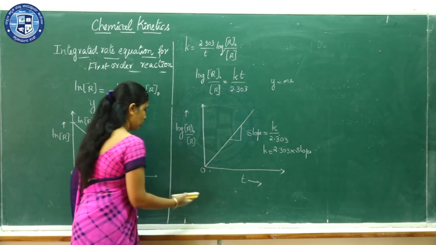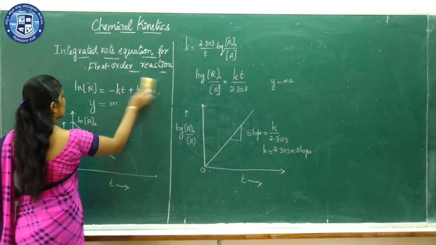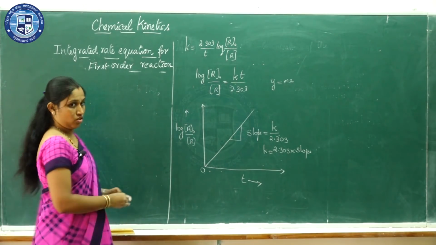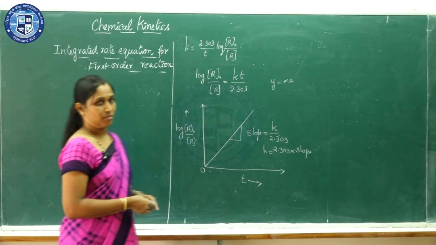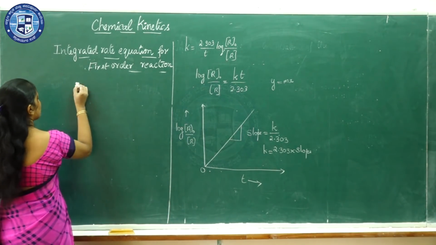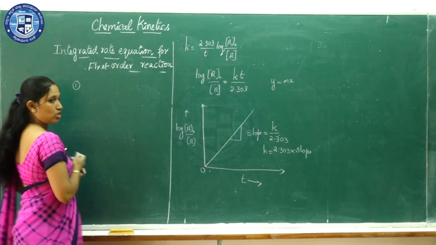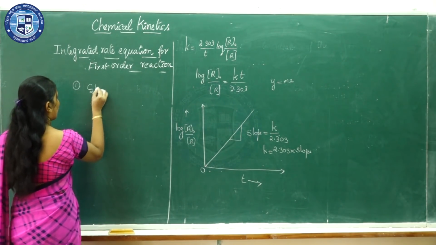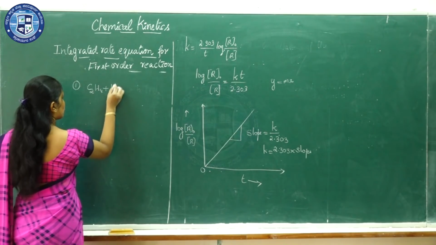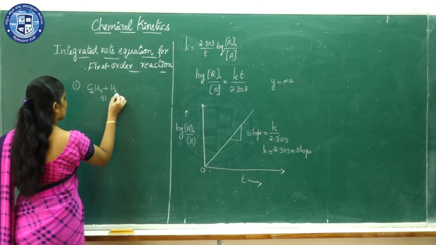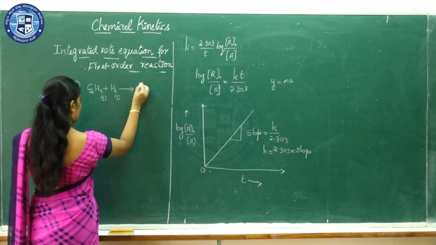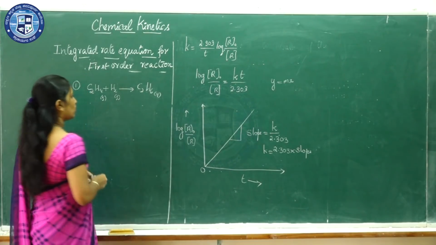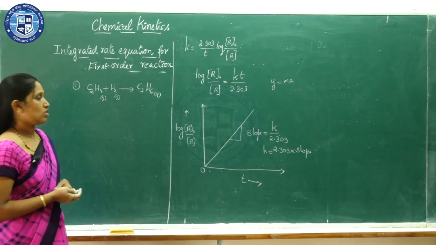Next, we will discuss some examples for the first order reaction. So what are a few examples? First example, I will be taking hydrogenation of ethene, that is C2H4 plus H2. All are gases. So you will be getting C2H6, this is also a gas. This is one example which is discussed in our book.